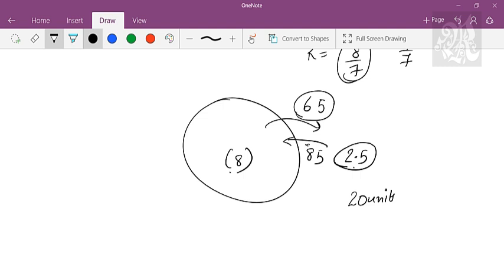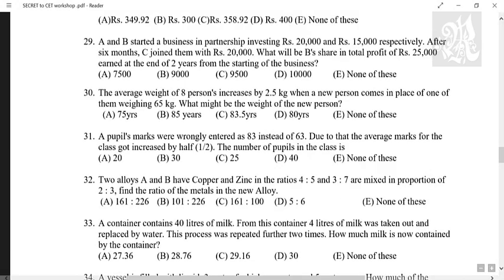Because when 65 was inside, they had some average, let's say X, whatever you want. But when this 85 guy came in, he could give 20 more than what 65 could, and that is how the average increased by 2.5. So the answer is 85.